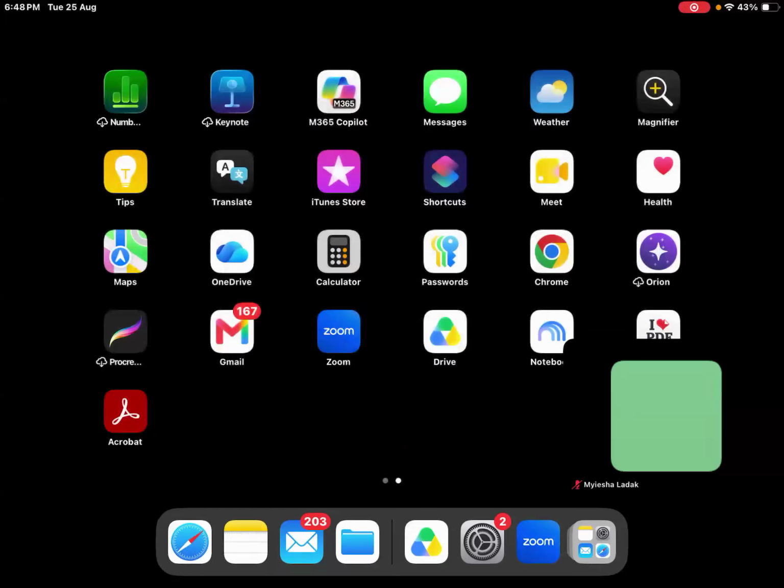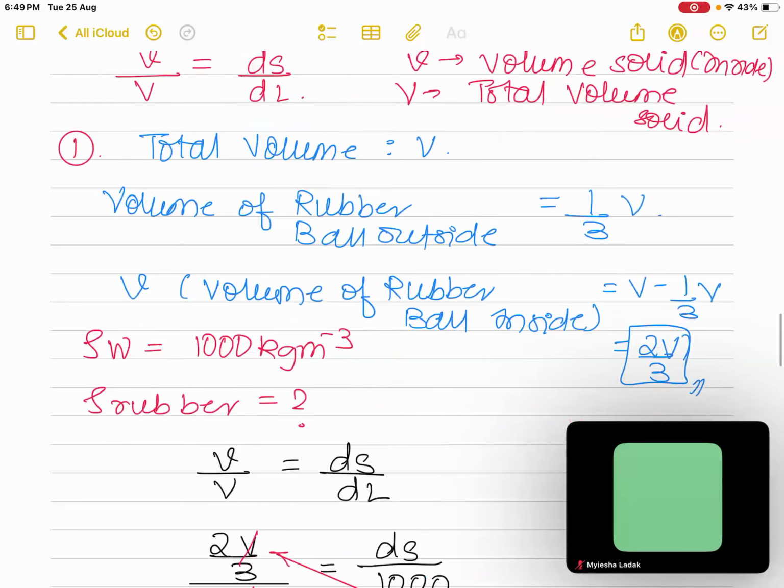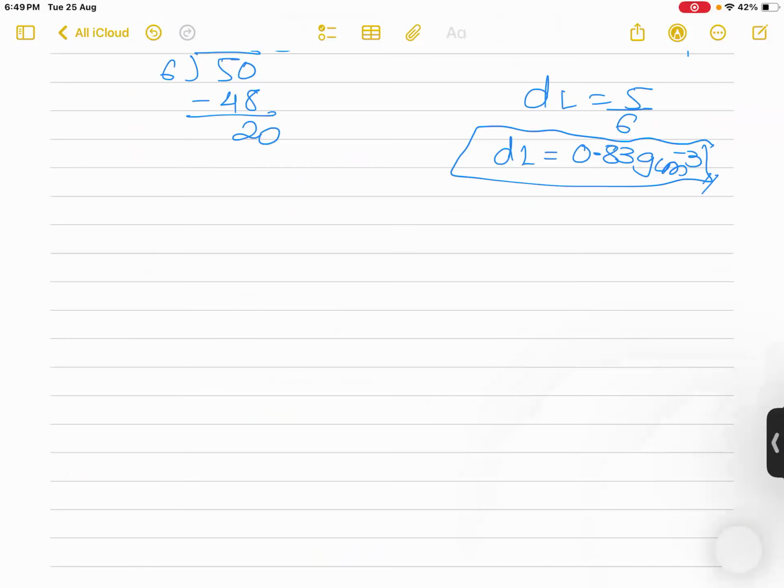So we'll now solve 7 and 8 both together. So here goes question 7. Just look here now, guys. A wooden block floats in water with 2/3 of its volume submerged. Submerged means small v is given to me. 2/3 of its total volume is inside the liquid. We can say let the total volume be capital V. So we will write here total volume as capital V.